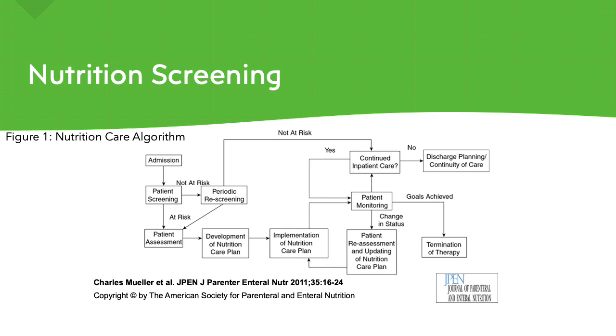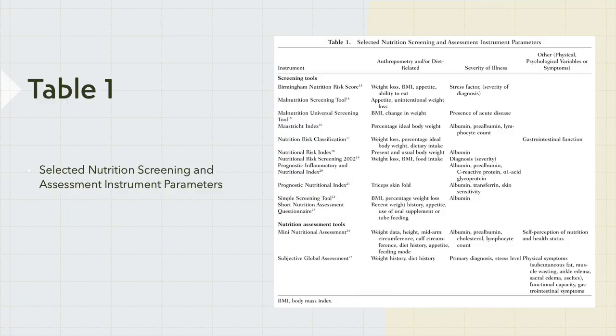The challenge in the outpatient setting is the ability to have a screening process that is organized and has well-documented indicators related to nutrition risk. A nutrition screening tool should provide a quick, reliable, and applicable evaluation of nutritional risk. This is Table 1 from that article by Mueller and colleagues: selected nutrition screening and assessment instrument parameters. They're listed here in this slide and they're reviewed briefly in the article. Each tool has pros and cons based on the setting to which it is applied.